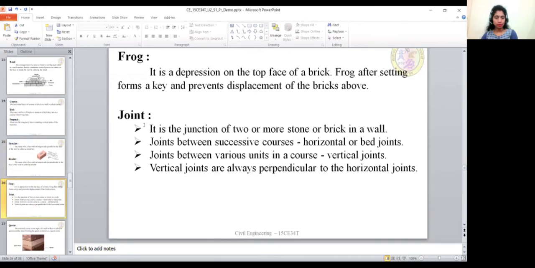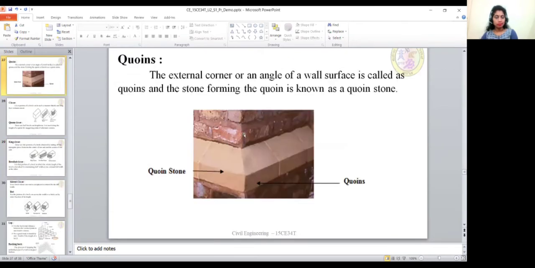Frog we have studied and joint we have seen. Next topic is quoins. See in this picture, you're observing the corner, exactly the corner of a wall. Two walls meet. The external corner of an angle of a wall surface is known as quoins. A clean angle is seen, exactly the corner of a wall, okay, is known as quoins. And the stone forming the quoin is known as quoin stone.